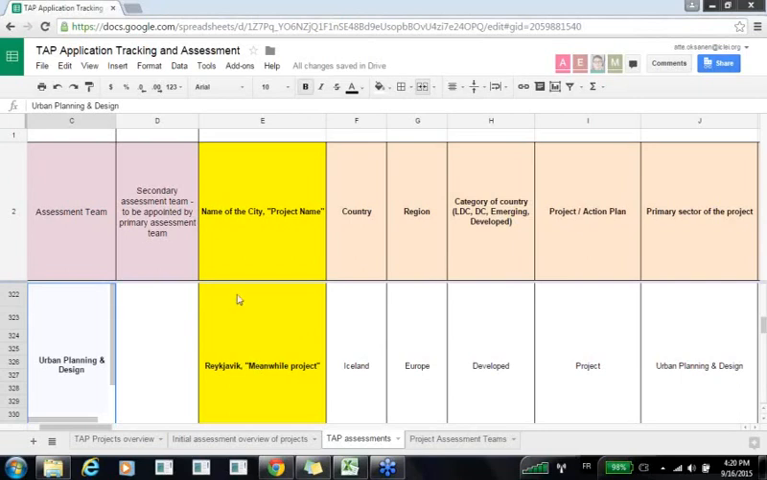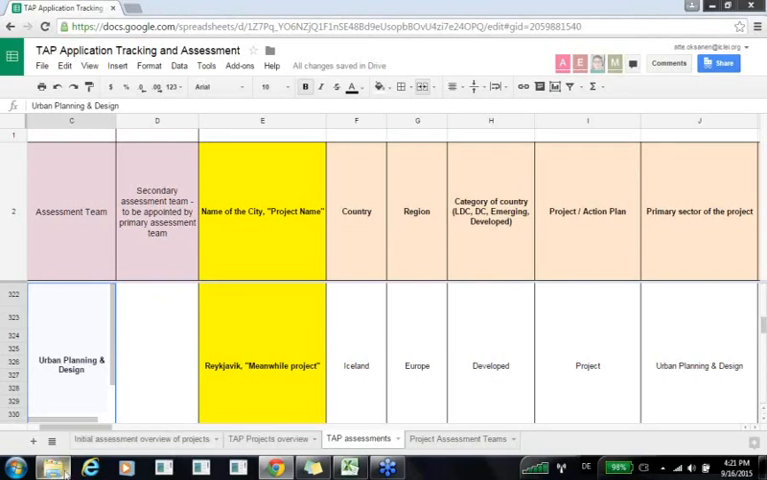So if we take a look at what we have here in this Google Sheet, that should be shared already with everyone. First thing to say probably is that the reviewer of the application assesses the application as a whole, meaning all of the different tabs of the application form, as well as the supporting documents.